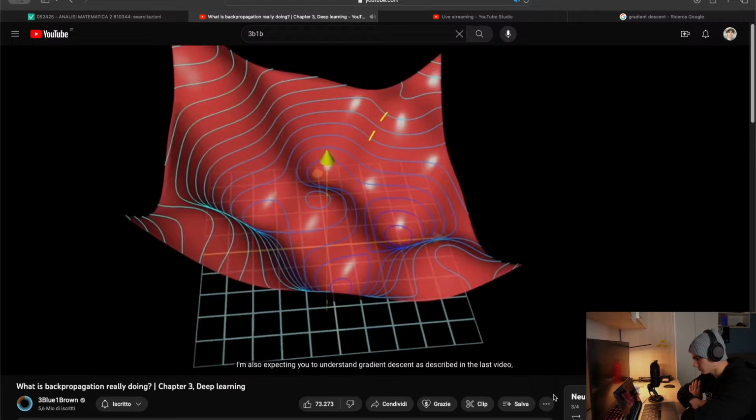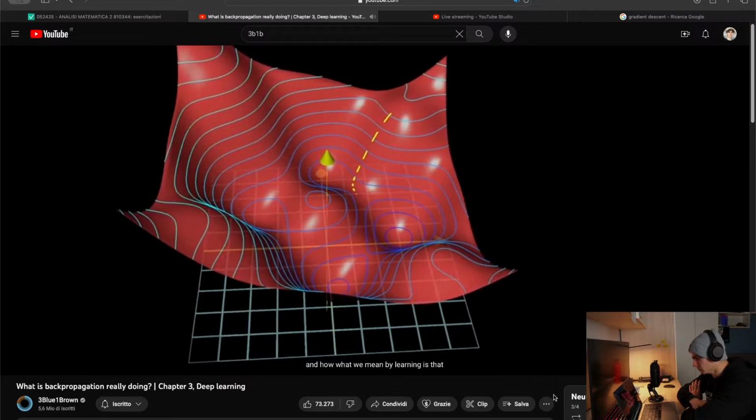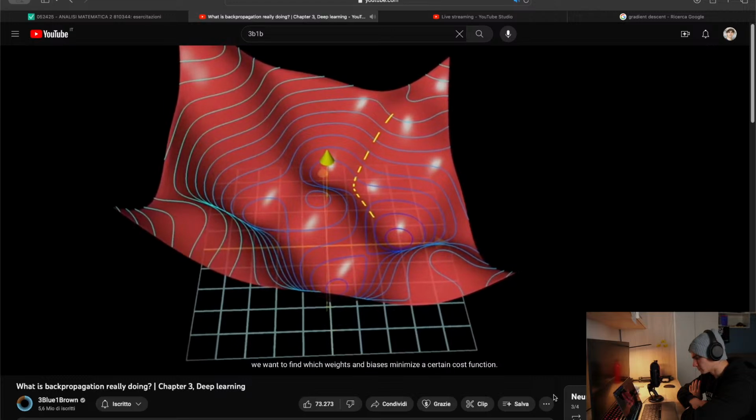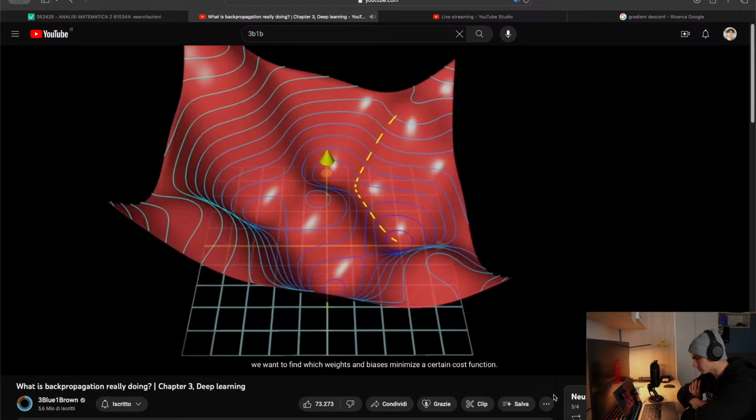I'm also expecting you to understand gradient descent, as described in the last video, and how what we mean by learning is that we want to find which weights and biases minimize a certain cost function.